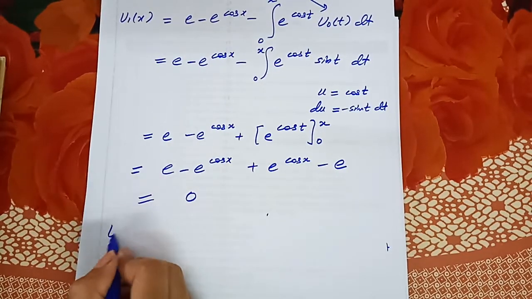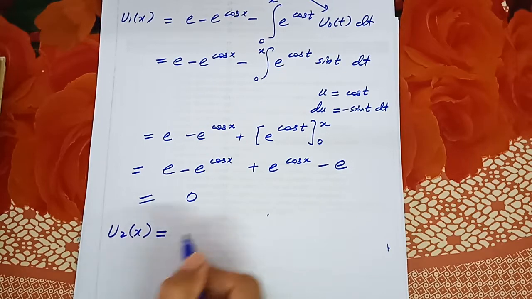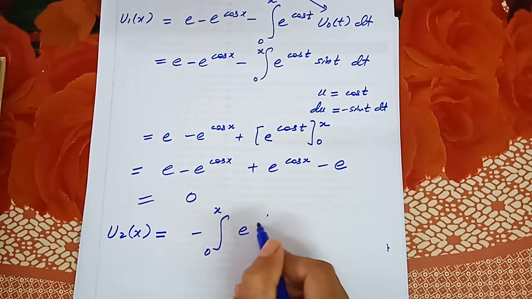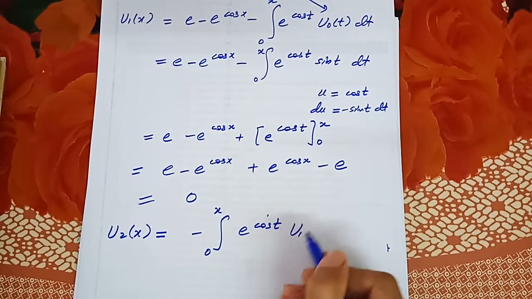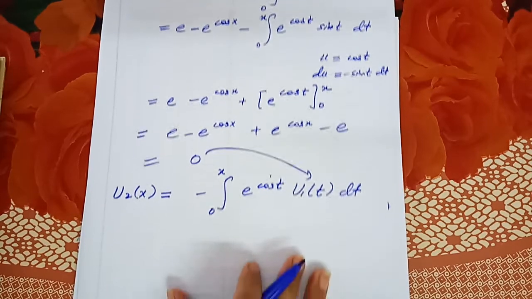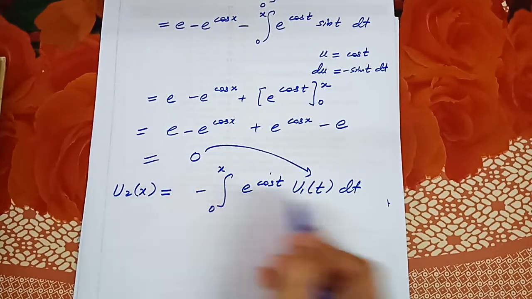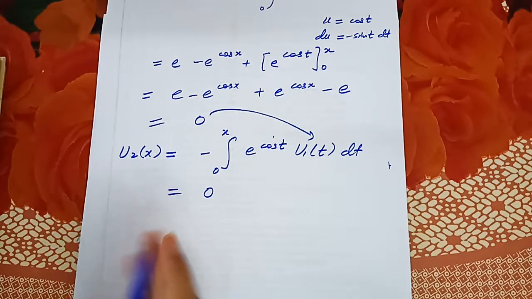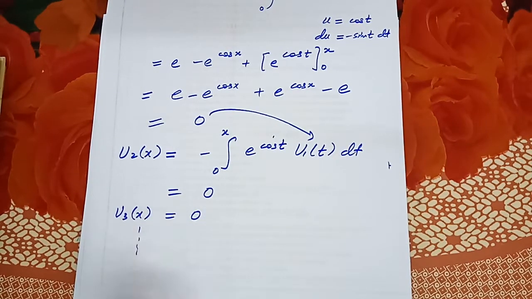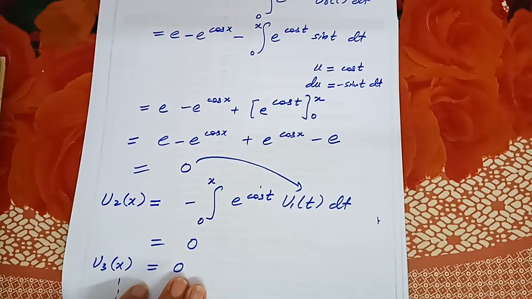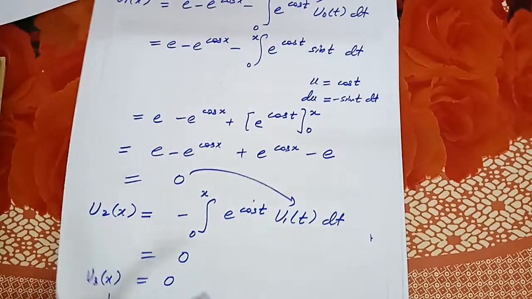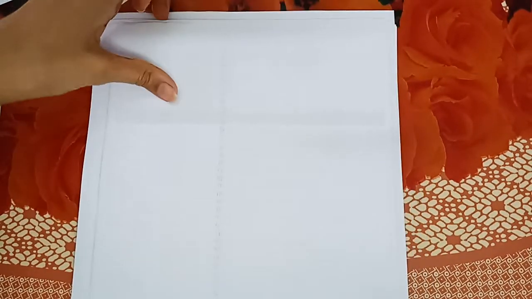Now let's take the third term, u2 of x. And u2 of x is negative integration from 0 to x e cosine of t u1 of t dt. Now let's use this value of u1. If you put the 0 here, everything goes to 0. Similarly, if you find u3 of x, you will again get 0, and so on. Now we got all the values of the series, so you can plug in here to find this unknown function u.